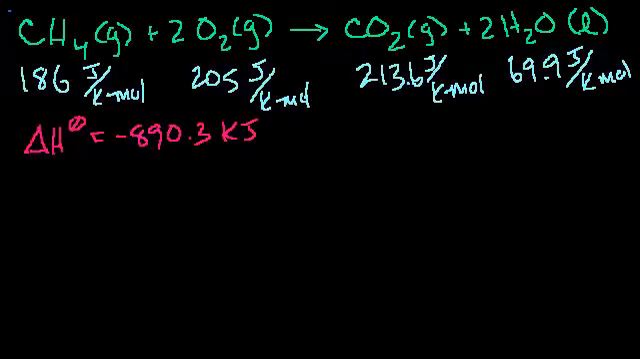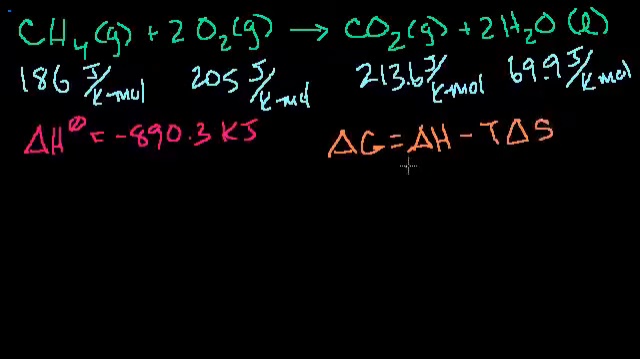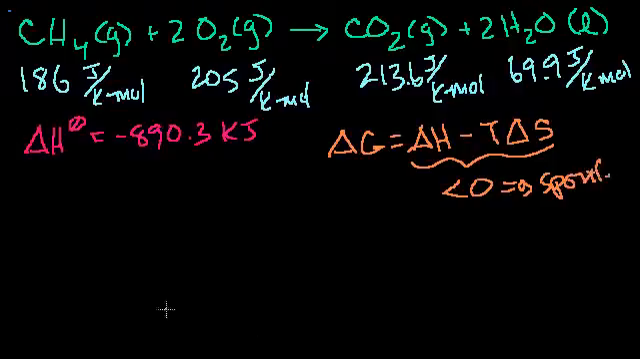And we learned in the last video that to answer that question, we have to turn to Gibbs free energy, or the change in Gibbs free energy. The change in Gibbs free energy is equal to the enthalpy change for the reaction minus the temperature at which it is occurring times the change in entropy. And if this is less than 0, then it's a spontaneous reaction.